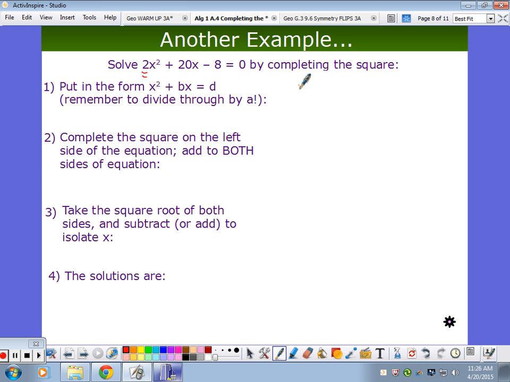So what happens here? The 2x squared plus 20x minus 8 equals 0. Divide everything by 2: x squared plus 10x minus 4 equals 0. Who's with me? All right, what do I do next? Put the 4 on the other side and leave a little space here. I'm going to be completing the square.